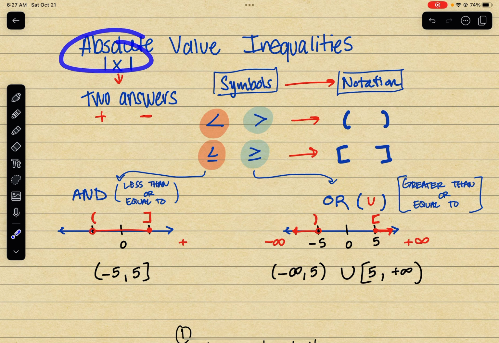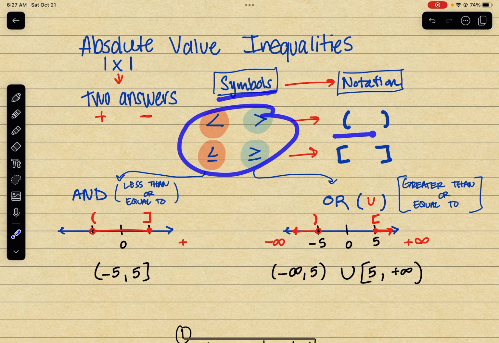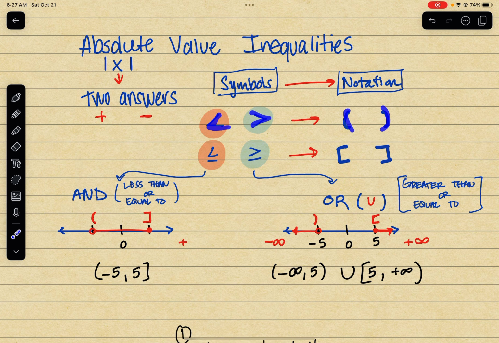Anytime we're dealing with absolute values, we always have two answers. One's gonna be a positive and one's gonna be a negative. That's just the way it goes. Now, in order for you to write these answers, you have to know that these symbols right here use these types of notation. So this is what we call a less than or greater than symbol, and we use these parentheses to show that it's not included. This just means that we're not going to include a number. Anytime we use the equal to symbol, less than or greater than or equal to, we're always going to use brackets to show that we're including it.